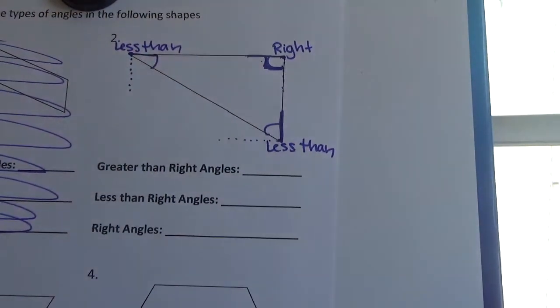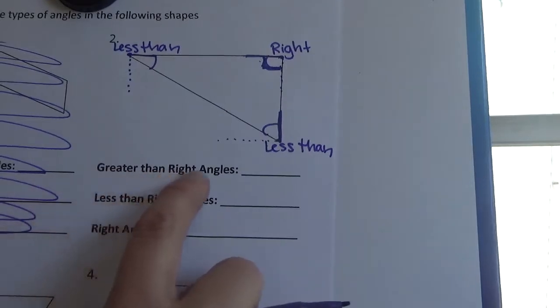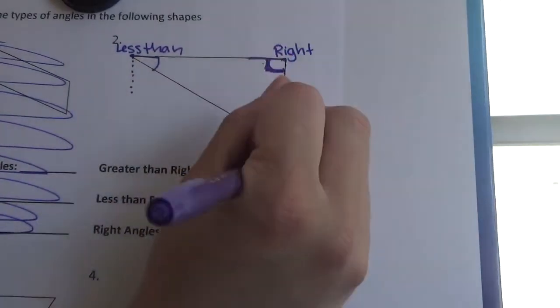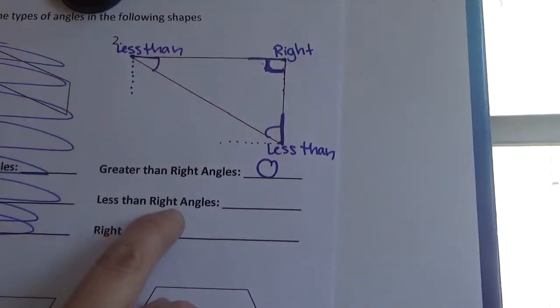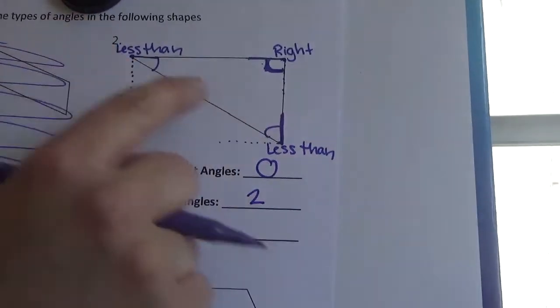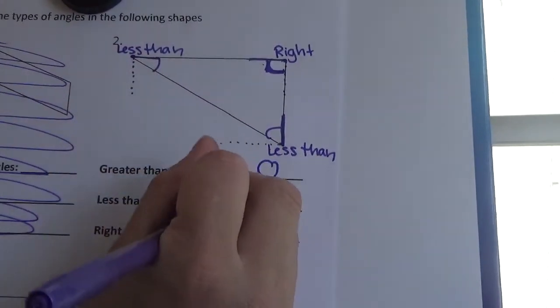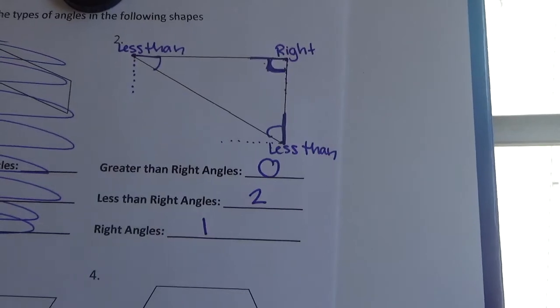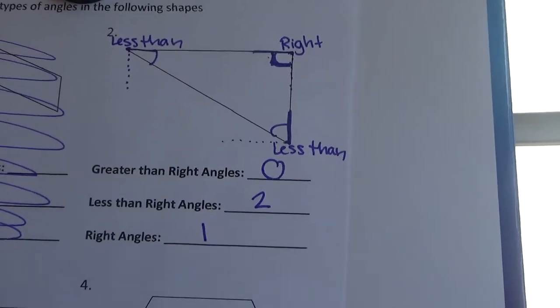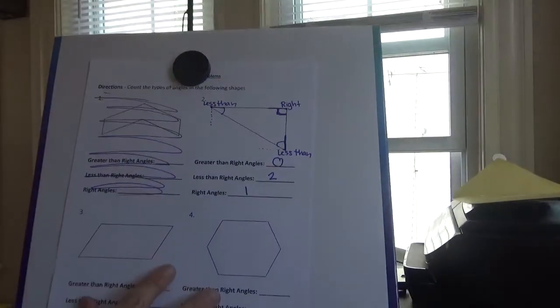So now we can record what we figured out. Greater than right angles. How many do they have? 0. This shape has 2 angles that are less than right angles, and just 1 angle that is a right angle. You're going to go through the same procedure with these next 2 shapes.